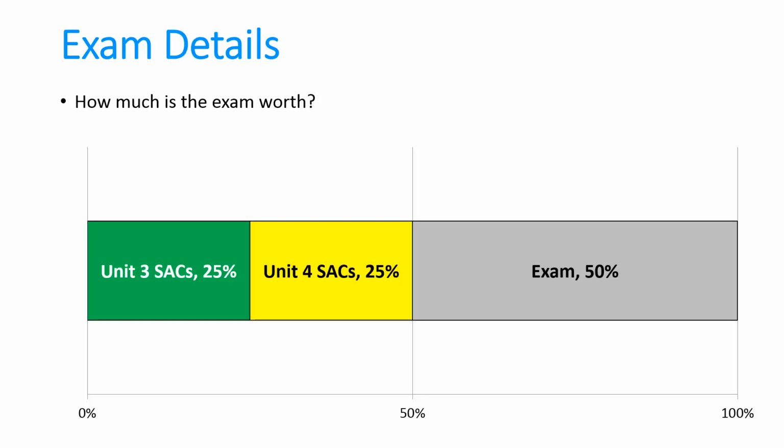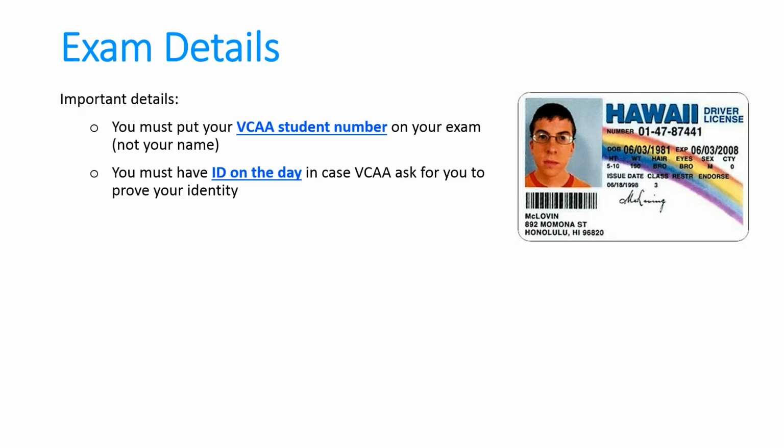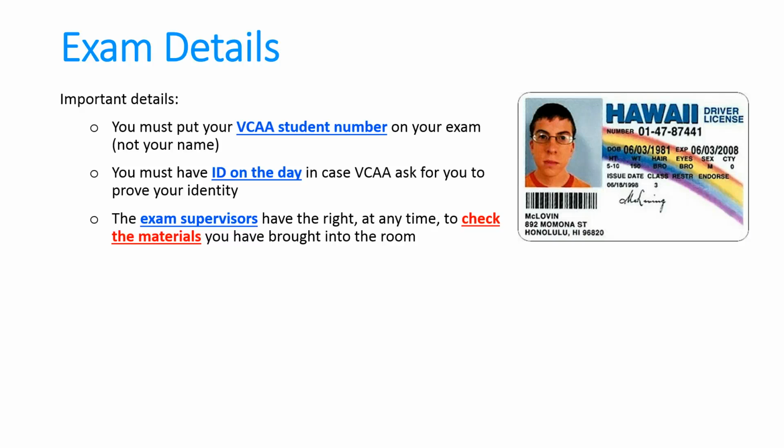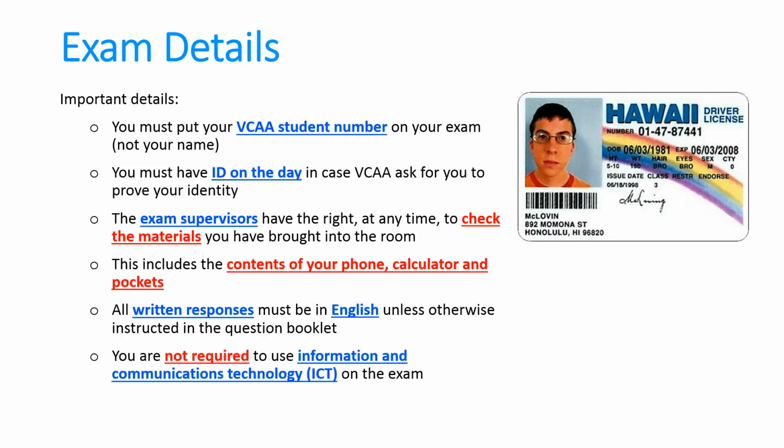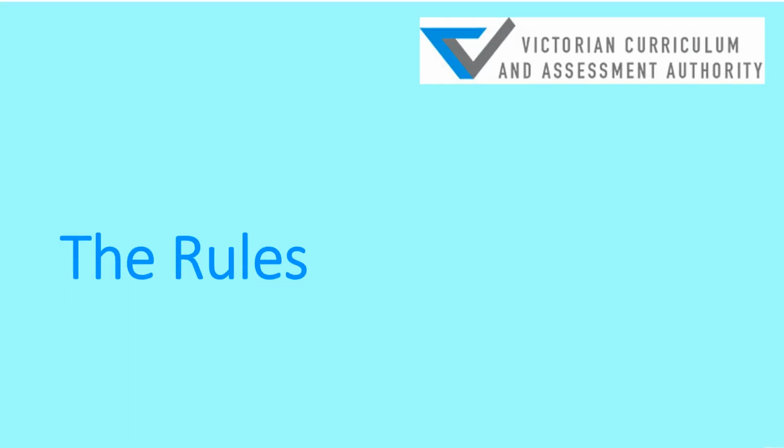on the exam. Remember to take your VCAT student number and your ID on the day. You need to have that. If you don't, you'll need to go and see your head of Year 12 to make sure they can vouch for you. Because remember, nobody from your school is actually allowed inside the exam building. There will be external people who don't know who you are. The exam supervisors have the right at any time to check your materials, and that includes the contents of your phone, calculator, and pockets. All written responses in accounting must be in English unless otherwise instructed in the question booklet, which they won't be. And you are not required to use ICT on the exam.